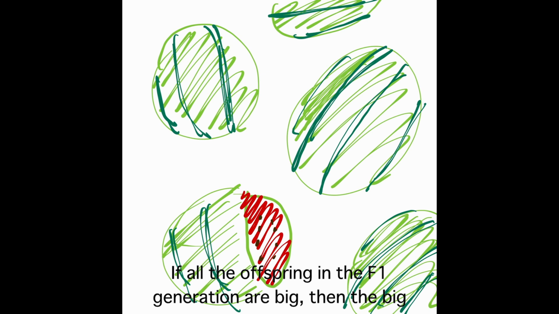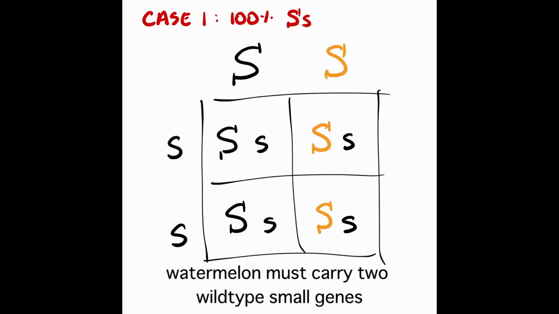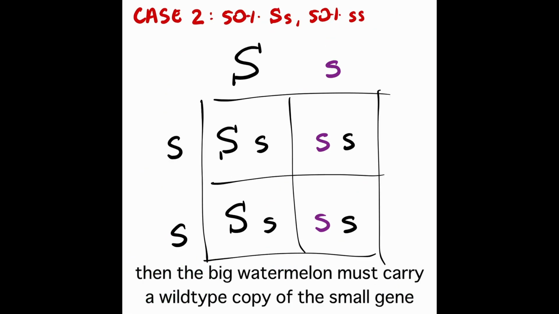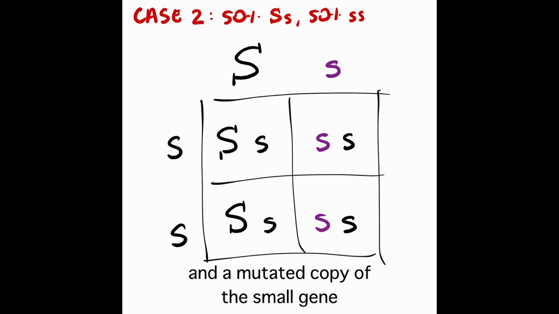If all the offspring in F1 generation are big, then the big watermelon must carry 2 wild-type small genes. If half of the offspring are big and half of the offspring are small, then the big watermelon must carry a wild-type copy of the small gene and a mutated copy of the small gene.